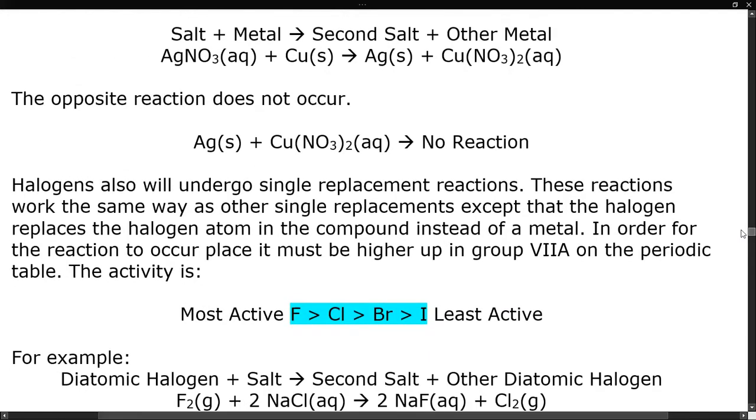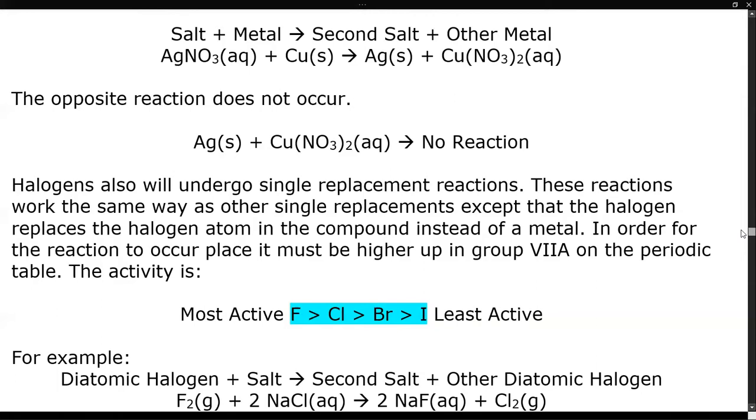Halogens tend to form anions in ionic compounds, and they will undergo single replacement reactions with each other. These reactions will work the same way, except you're replacing the nonmetal of the ionic compound. The activity series is essentially group 7A on the periodic table. Fluorine's at the top of the column and therefore most active, and it will go down to iodine being the least active of the commonly encountered halogens.